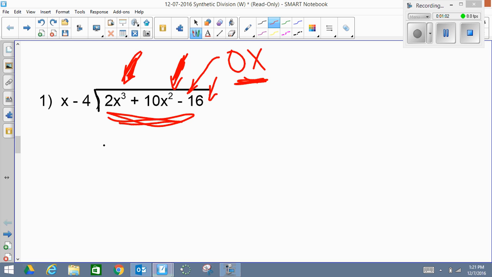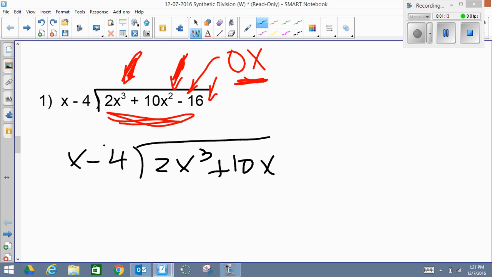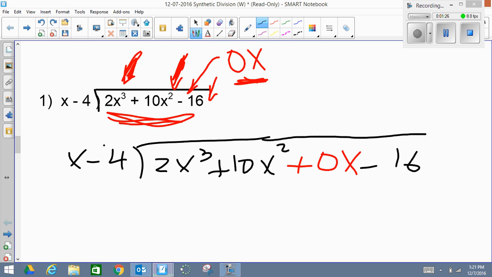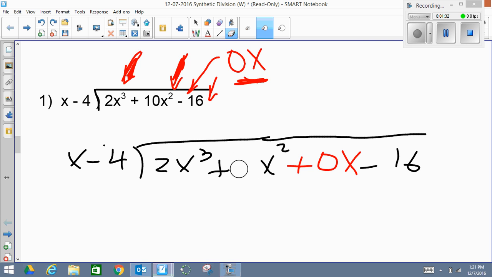So I'm going to have x minus 4, and on the inside I'm going to have 2x cubed, 10x squared, plus the missing term, 0x minus 16, okay? So let's fix this, the whole thing. Let's erase here, we don't need this right now. Now we just rewrote the whole thing, and let's write this number again because that's an ugly 10. So again, we figured out that the 0x was missing, that the x term was missing. Now we put it in there.